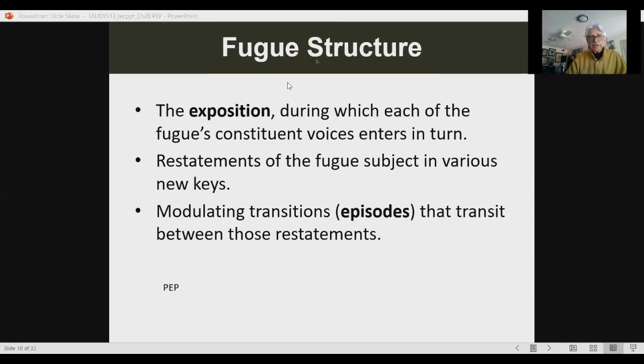In a fugue, and that's the main form we're going to talk about here, it starts with an exposition. And the subject is presented with an answer, right? And then there are episodes where there is no subject.